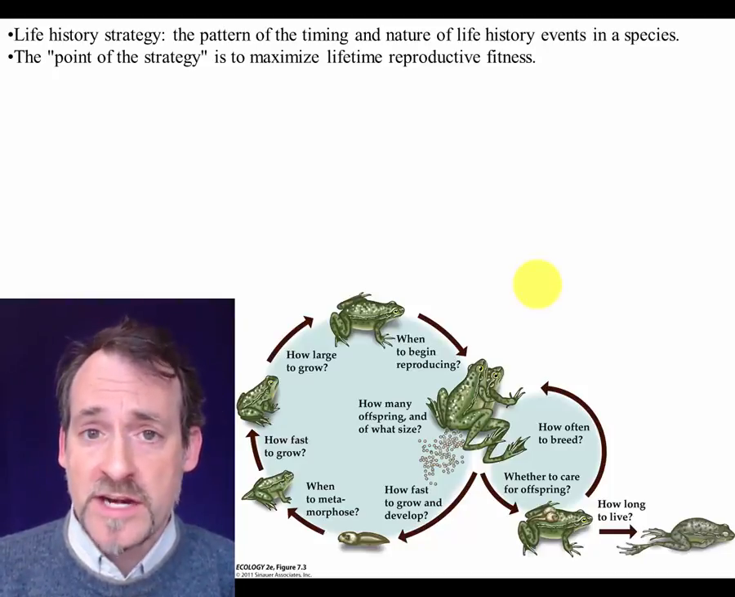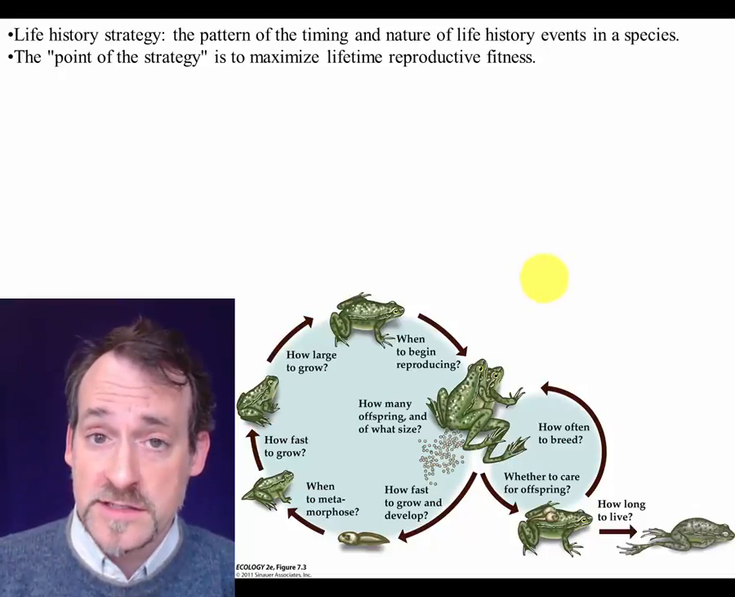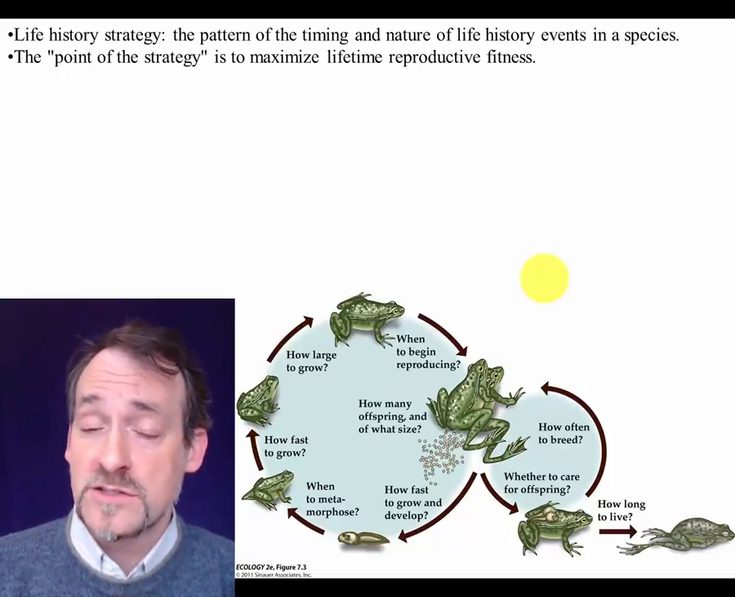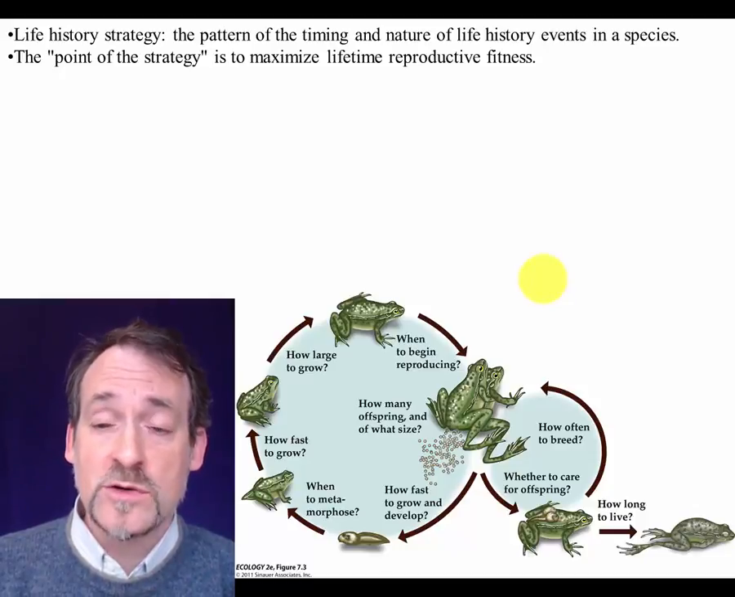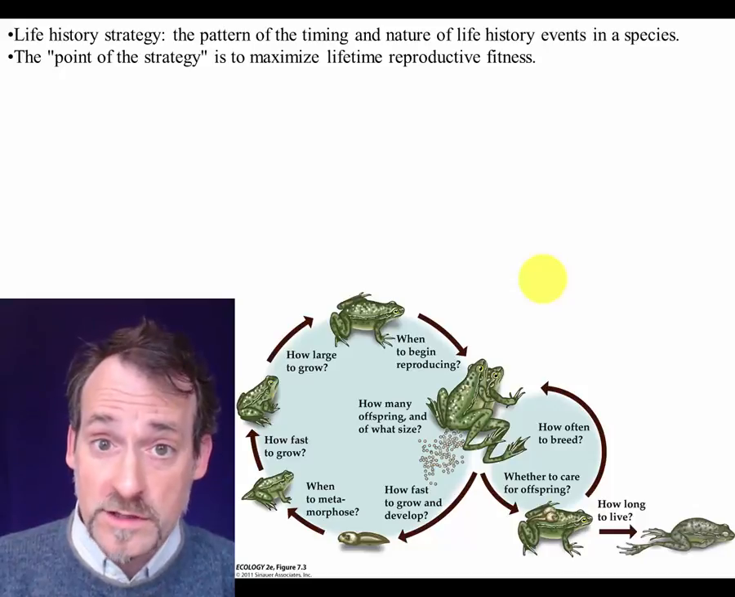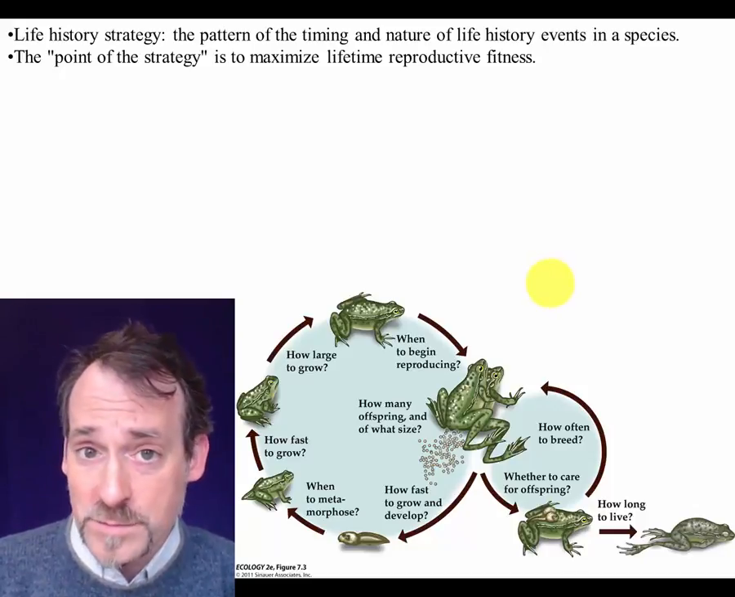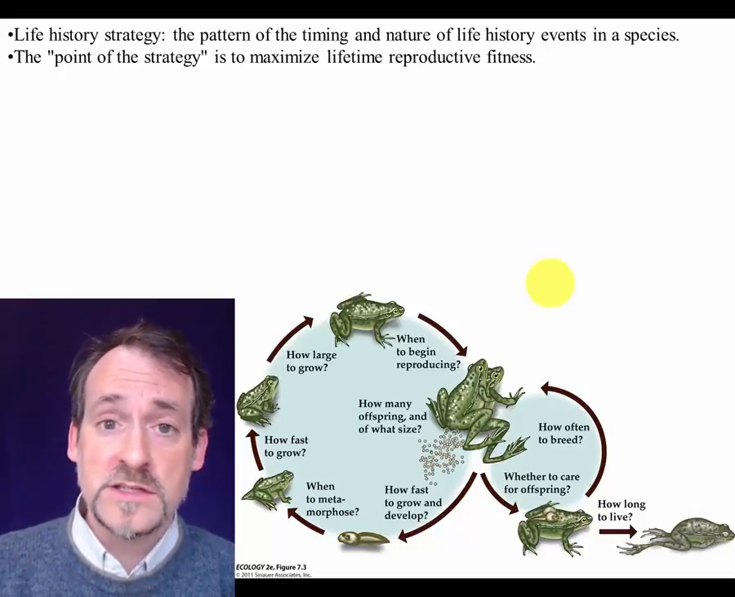The life history strategy of an organism is a set of life history traits that natural selection optimizes in order to maximize the reproductive output over the lifetime of an organism. In other words, to maximize the number of offspring that an organism can leave behind.